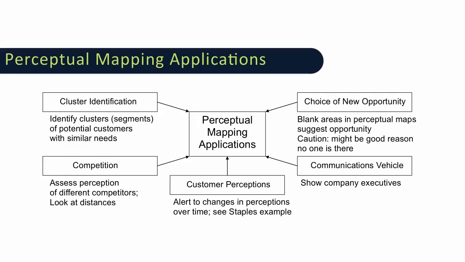However, we must proceed with caution. The blank spaces might signal an opportunity others have missed, or it might signify an area unwanted by consumers. Fourth, perceptual maps serve as effective communications vehicles with company executives because they graphically show how consumers perceive the company relative to its competitors. And fifth, we can conduct periodic surveys to understand consumer perceptions over time, alerting us to changes requiring repositioning, such as the Staples example we discussed earlier.